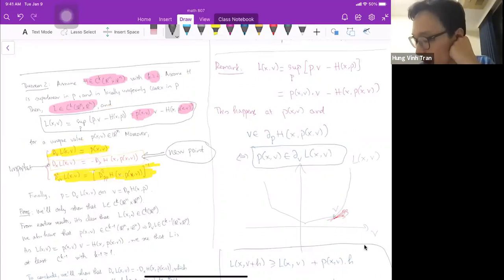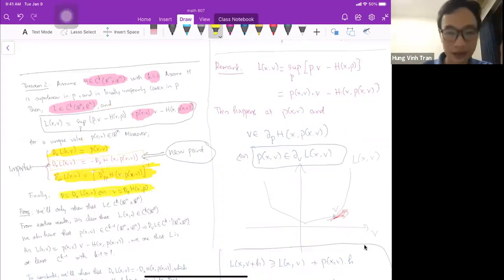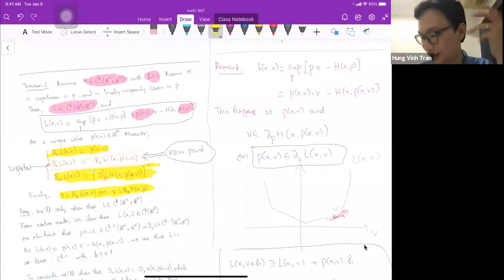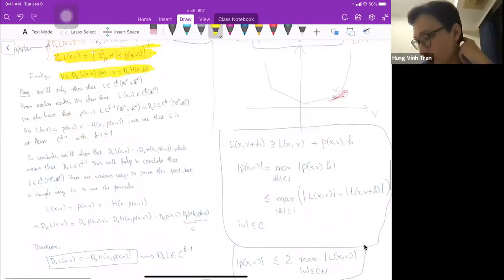And the final point here is obvious. It's just the duality. If P is d_V of L, then V is d_P of H. Again, it might be simple, but to me this is always a mysterious thing. The duality is really strong. So now let's prove it.